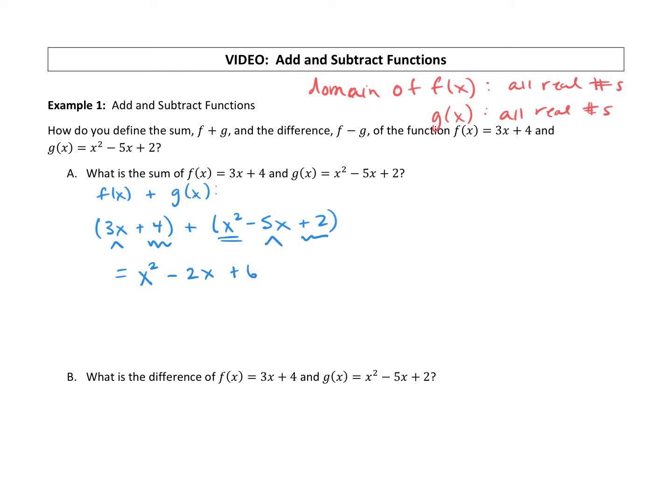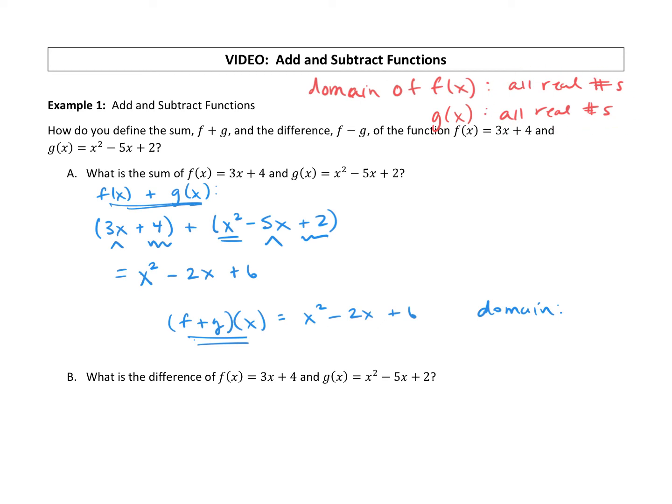So our function, f of x plus g of x, and you might see this written another way, f plus g of x. It's another way to show the sum. You could write it this way up here, or you could represent the sum that way, is x squared minus 2x plus 6. And now we need to identify the domain of that sum. So the domain, well, we want to make sure we include any restrictions we may have found in the beginning, which we didn't have any, all real numbers.